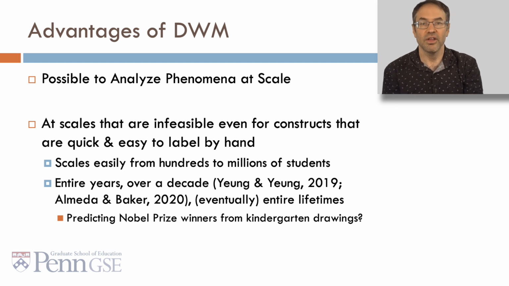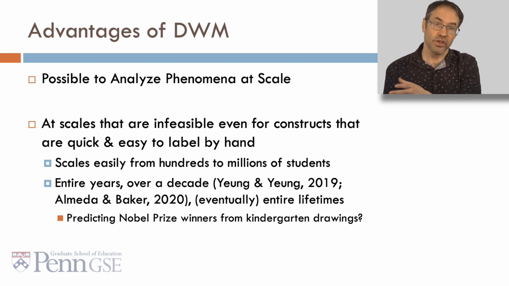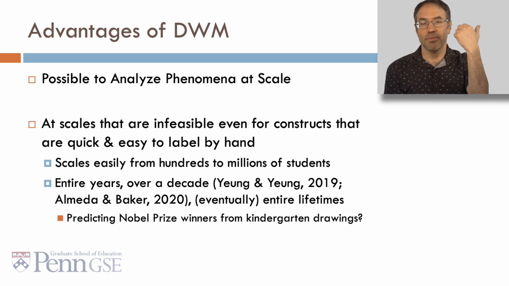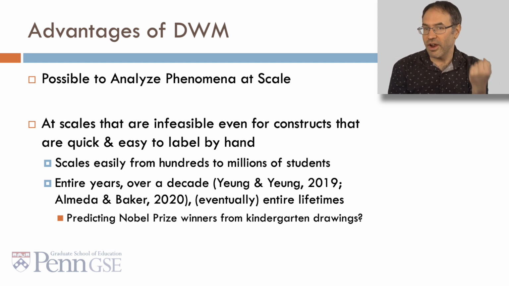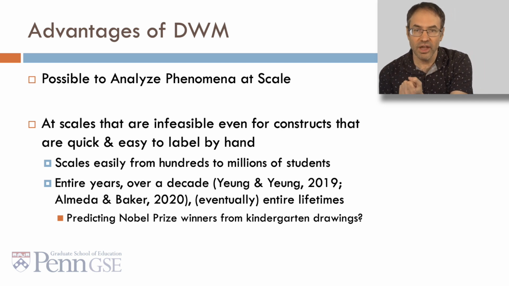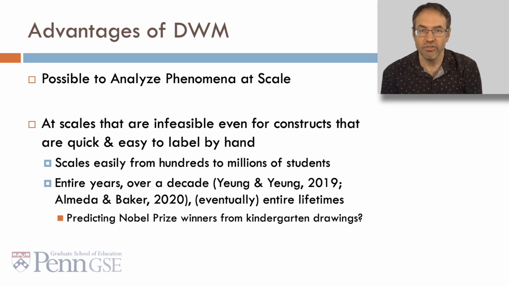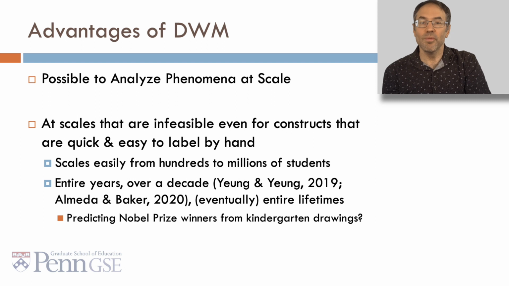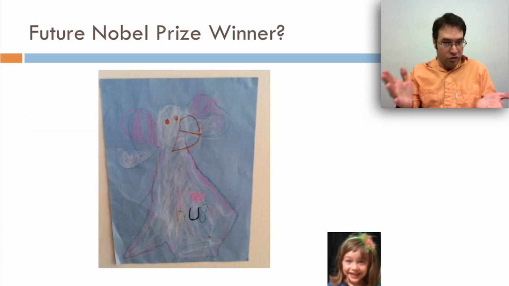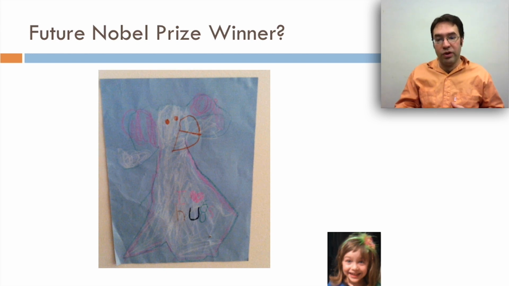label by hand, scaling easily from hundreds to millions of students, and across not just entire years, but over a decade to eventually entire lifetimes. Perhaps someday we'll be able to predict Nobel Prize winners from kindergarten drawings. I'd like to show a picture of a future Nobel Prize winner that I happen to know.